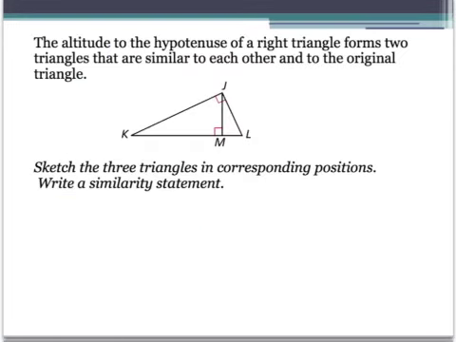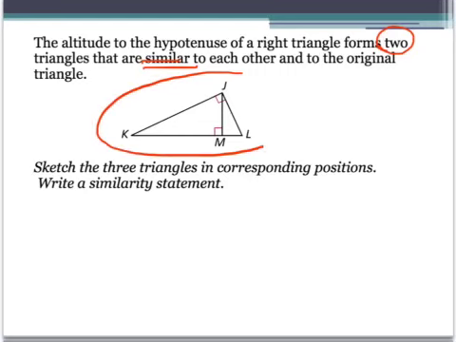Okay, so now I'm going to take what I learned about geometric mean and apply it to similar right triangles. Well, we're going to start with this statement. The altitude to the hypotenuse of a right triangle forms 2 triangles that are similar to each other and to the original triangle. So if you look in this picture, we really have 3 triangles. See if you can find them.